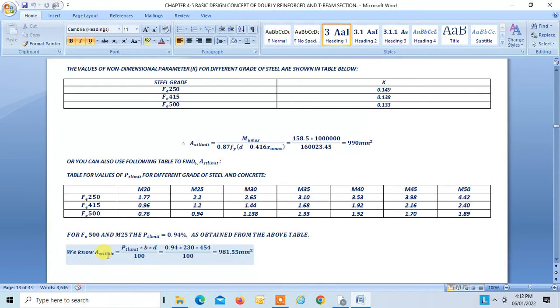So you can use this formula: AST limit is equal to PT limit into b into effective depth divided by 100. So this steel turns out to be 981.5 mm square, and this is 990. A slight difference is there because this is a rounded off value. So we will take this value in our design, that is AST limit is equal to 990.